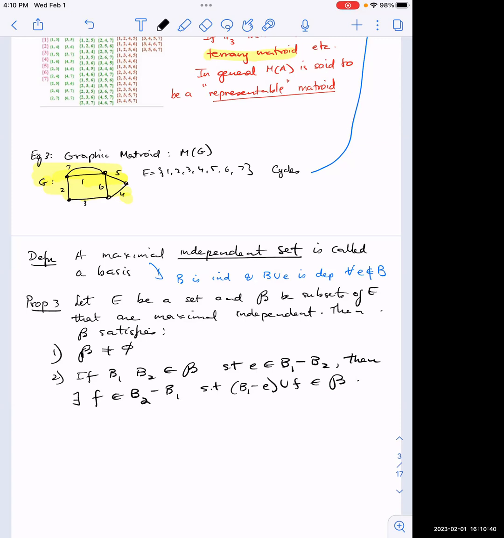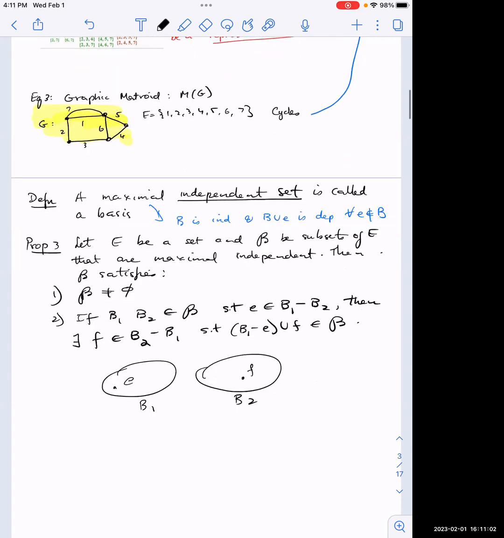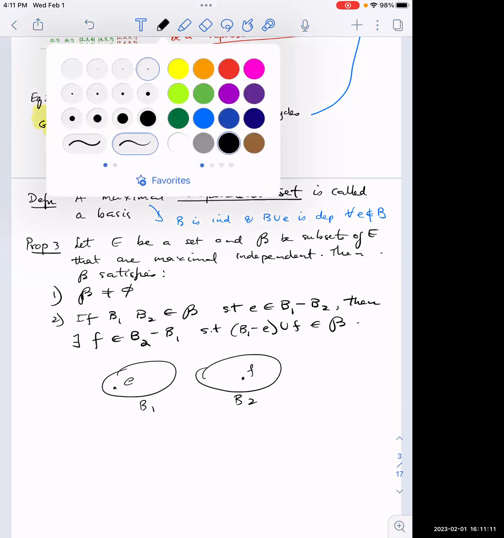So let's have a picture going here. You have B1 and B2. Maybe they intersect, maybe they don't. So e is in B1 minus B2, f is in B2 minus B1, and then you can swap them out: B1 minus e union f. This is called the basis exchange.